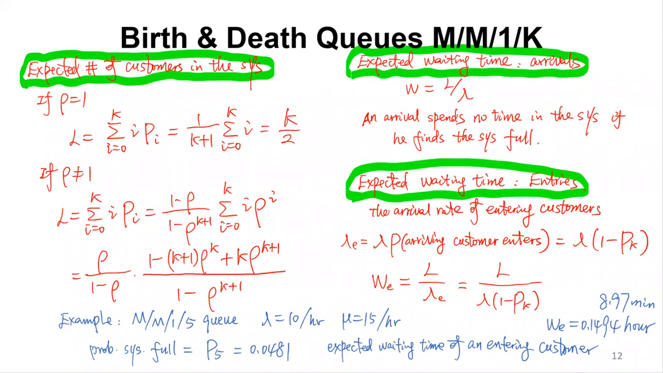So the expected waiting time of an entering customer will equal this W_E. You have pK right here, you have L, and then you will also have lambda. So this L is right here. You also have lambda equals 10. So this will become 8.97 minutes.